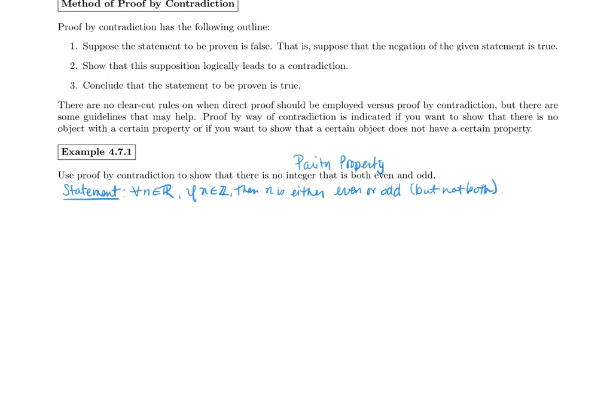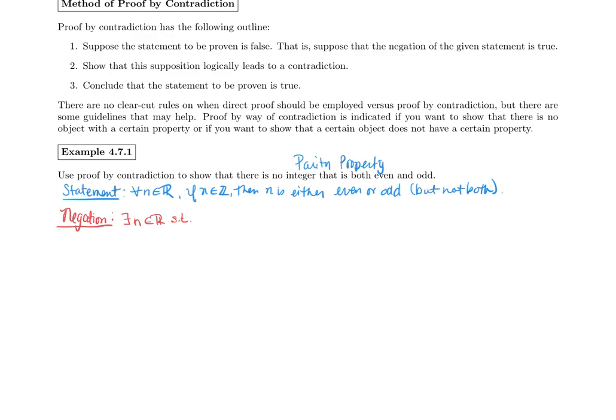So our proof by contradiction says, number one, suppose this statement is false, meaning we're going to suppose that the negation of our given statement is true. In order to do that, we need to write out our negation. And remember, the negation of a universal conditional is going to be an existential. There exists an n in the set of real numbers such that, remember, such that always goes with there exists.